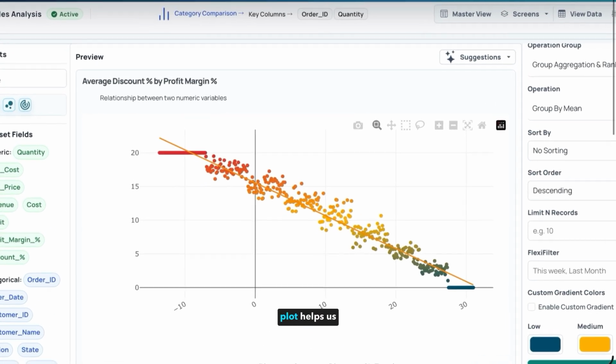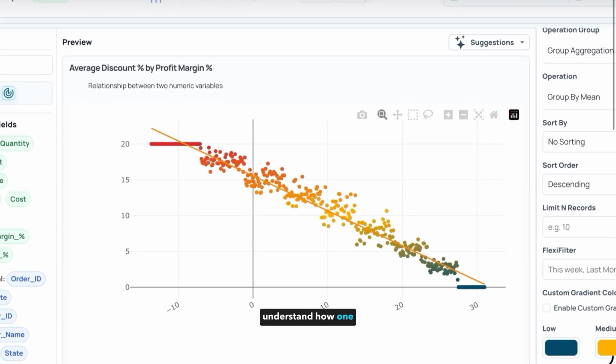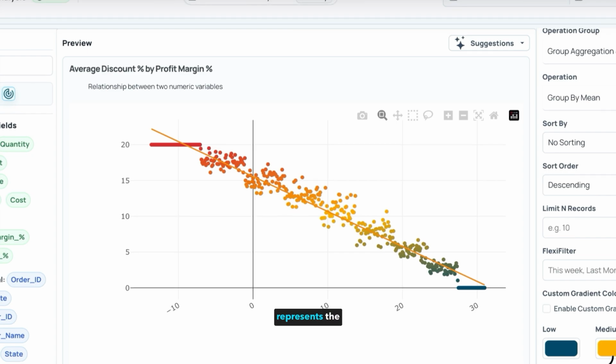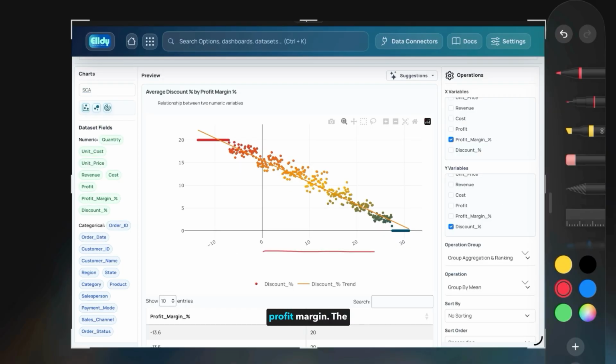A scatter plot helps us understand how one numerical value changes with another. Each point represents the average discount percentage for a particular profit margin. The horizontal axis shows profit margin. The vertical axis shows discount percentage. The orange line represents the overall trend.